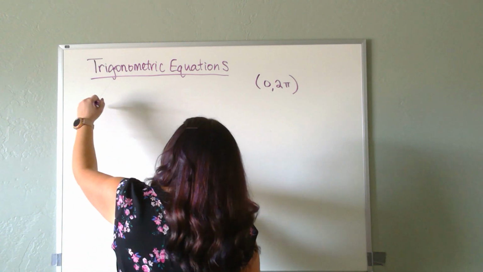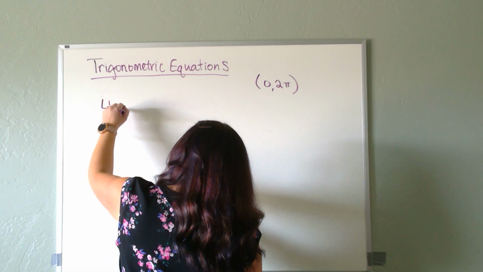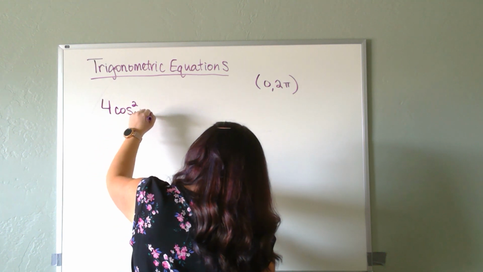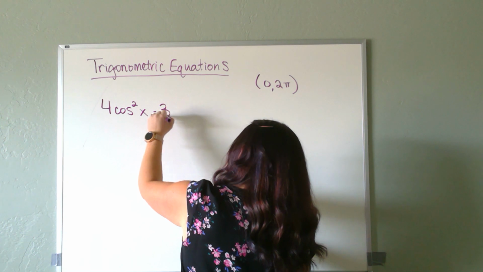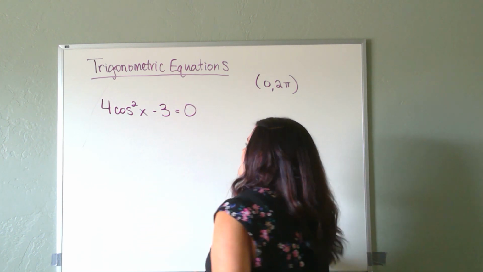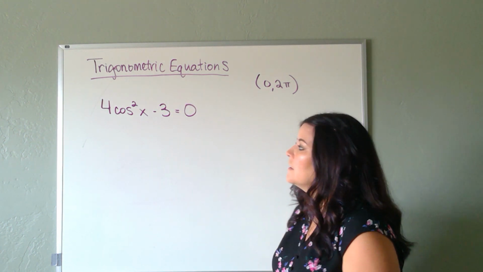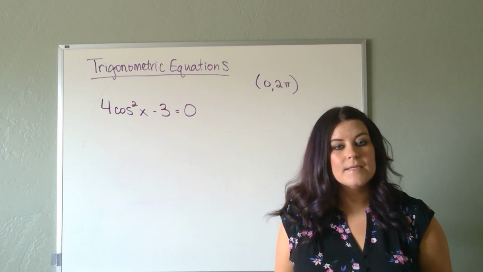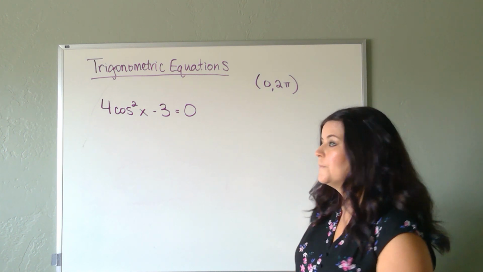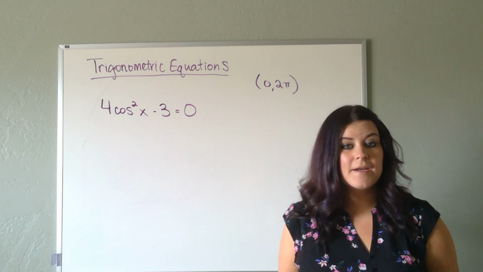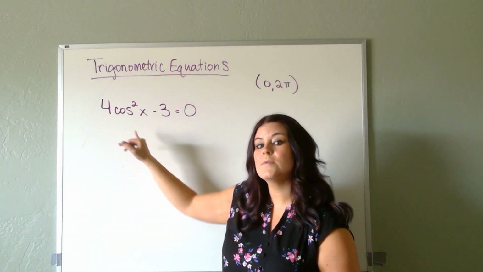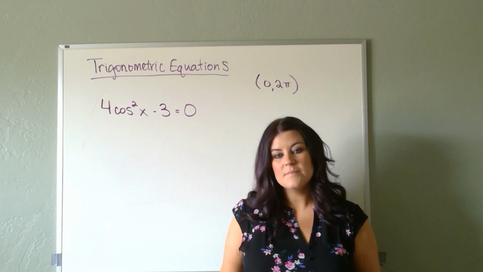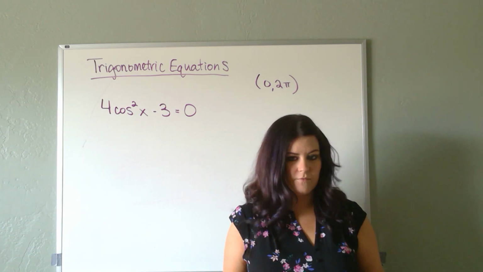So what about this one? I have 4 cosine squared x minus 3 equals 0. You guys, why do I know this isn't a linear equation? Well, because it has a squared, right? The term that I want to isolate, the trig term here, is cosine squared. Because of that, I'm just going to have to be super careful.